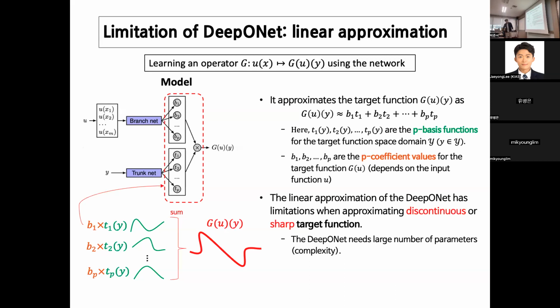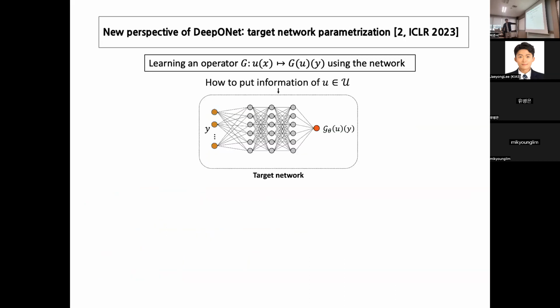So here I want to make a general version of this model. We can think of this DeepONet from this perspective. We want to approximate G(u)(y). So G(u) takes an input y, and the output is G(u)(y). And the core idea of this model is how to put the information of the input function u into this network.